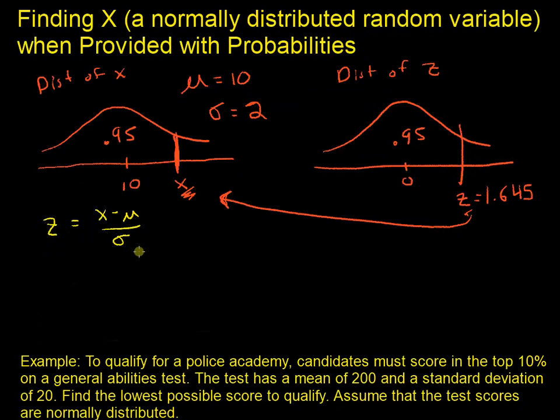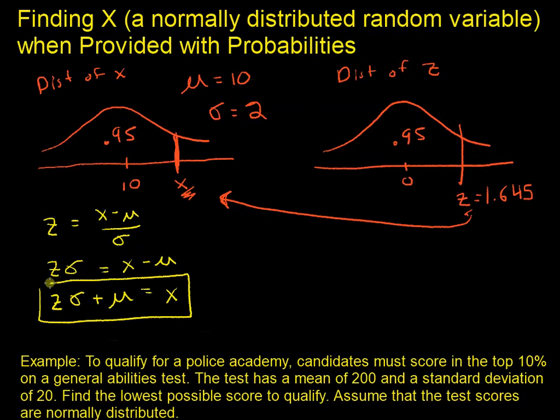So I'm going to multiply both sides by sigma, trying to solve it for x. So I'll have x minus mu. I'm going to add mu to both sides. There we go. Now I have an equation where you give me a value of z, mu, and sigma, and I'll give you a value of x. Let's use this equation in this scenario.